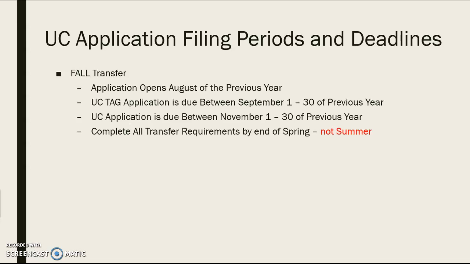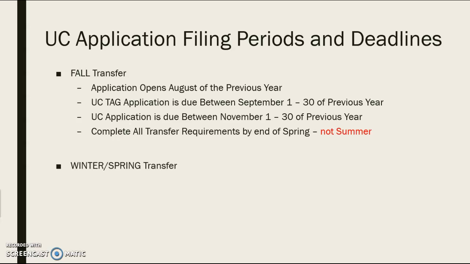In order to transfer for fall, you have to complete all your transfer requirements by the end of the spring prior to transfer, not the fall, not the summer. You have to finish everything by the end of spring, not the summer. Over the summer is when you do orientation, submit final transcripts, register for classes, and set up your financial aid. Perhaps you have to move to attend the campus. So there's a lot going on over the summer, which is why you need to finish everything by the end of spring in order to be eligible for a fall transfer.